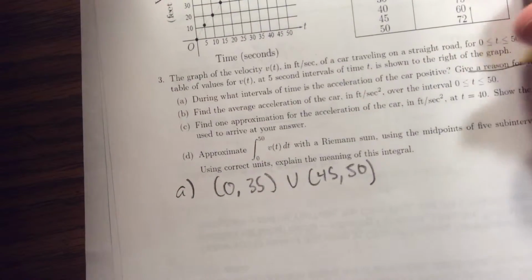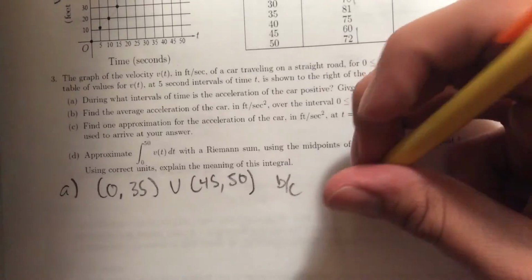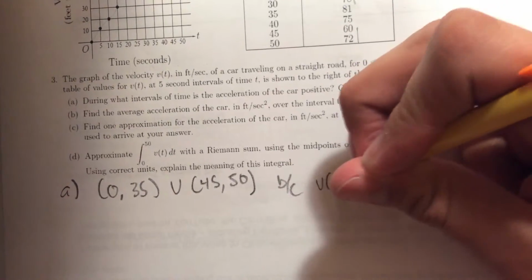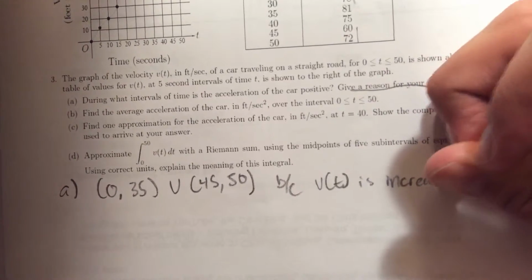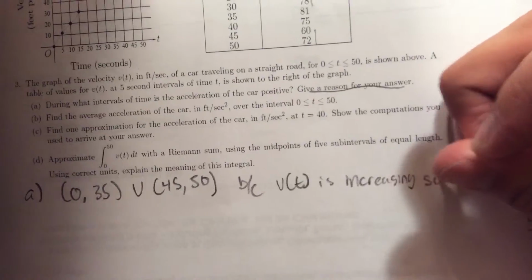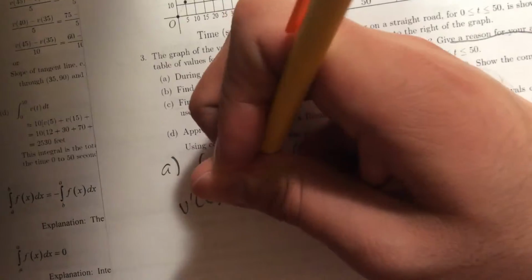And it says give a reason for your answer, so because V(t) is increasing, so V prime of t is positive.